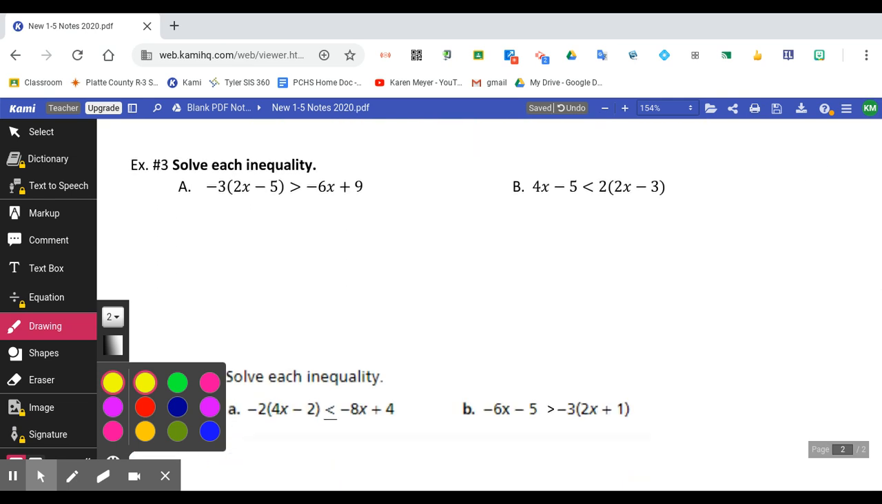So now, just like solving equations, there were some special cases that can happen. Well, those same things can happen with inequalities. So let's talk about what that would look like. So on our first one here, we're going to start off with distributive property.